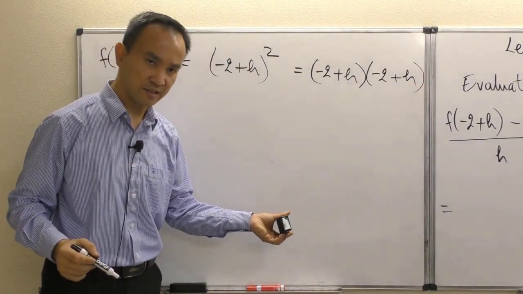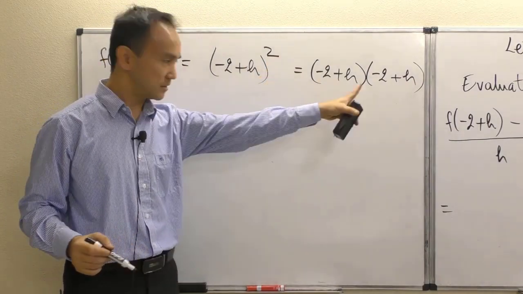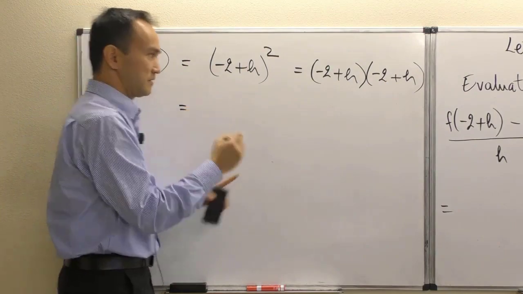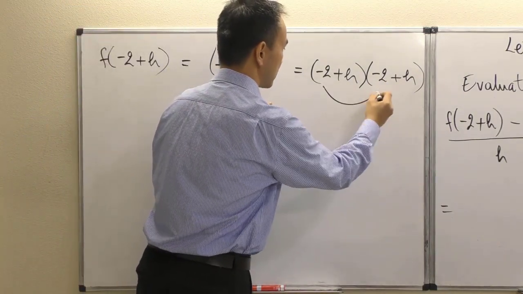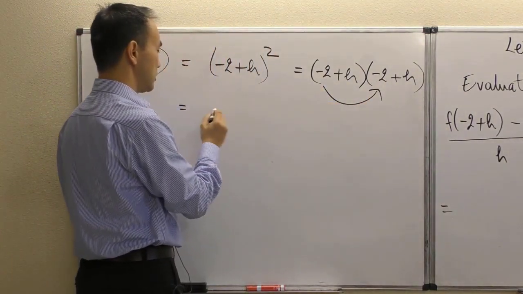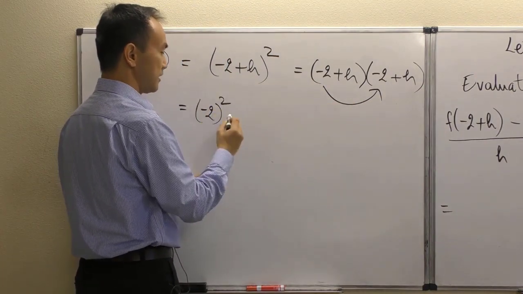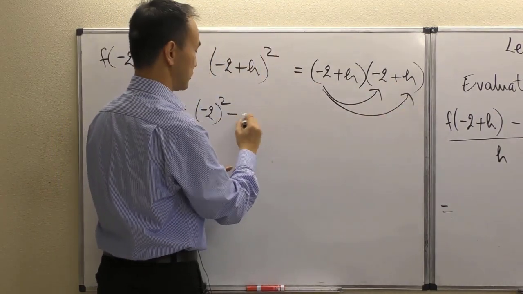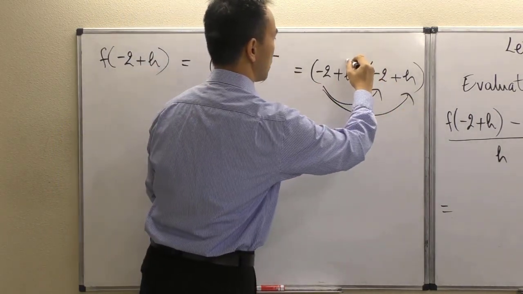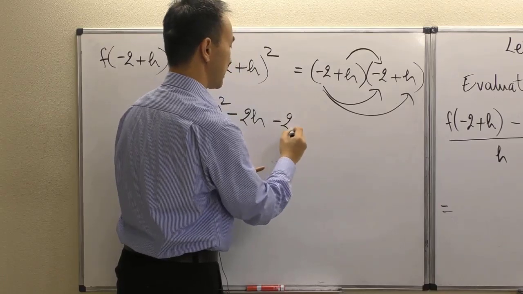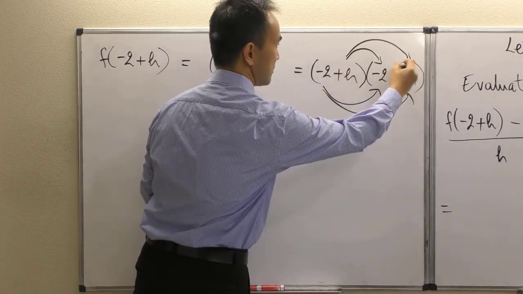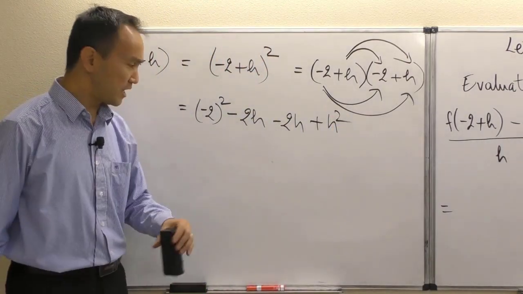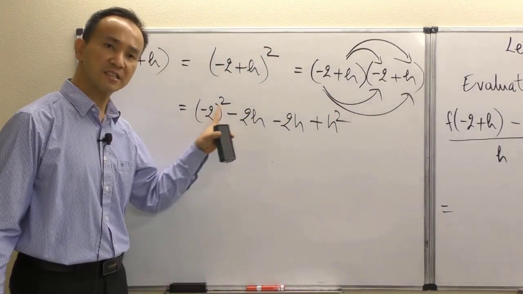That's what I was saying earlier. I'm seeing this square as a product of two identical factors. Okay, and now that's where the foiling work is coming in. Minus 2 times minus 2 is minus 2 squared. Okay, and then minus 2 times h gives me a minus 2h. And now I'm going to go h times negative 2 gives me another minus 2h. And then h times h gives me an h squared, positive term.